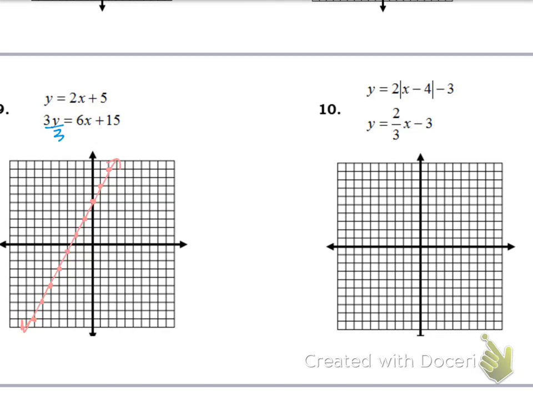Okay, my next one, let's divide everything by 3. So I got y equals 2x plus 5, which is the exact same equation. So if they're sitting on top of each other, there are infinitely many solutions because they're sitting directly on top of each other.